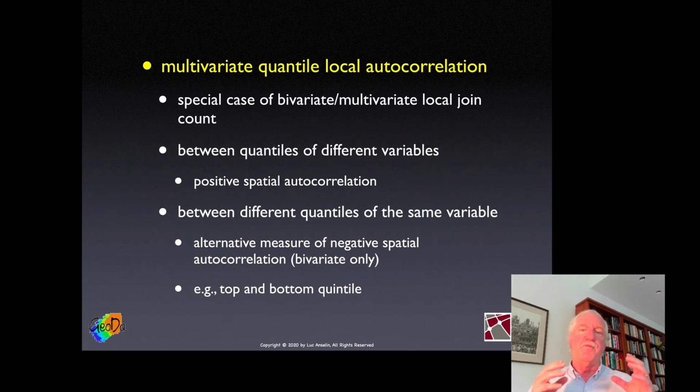So with multiple variables, typically the same quantile in multiple variables, that's positive spatial autocorrelation. The same variable but two different quantiles, typically top and bottom, that's negative spatial autocorrelation. But again, this only works for two variables. The no collocation situation does not extend to more than two variables.